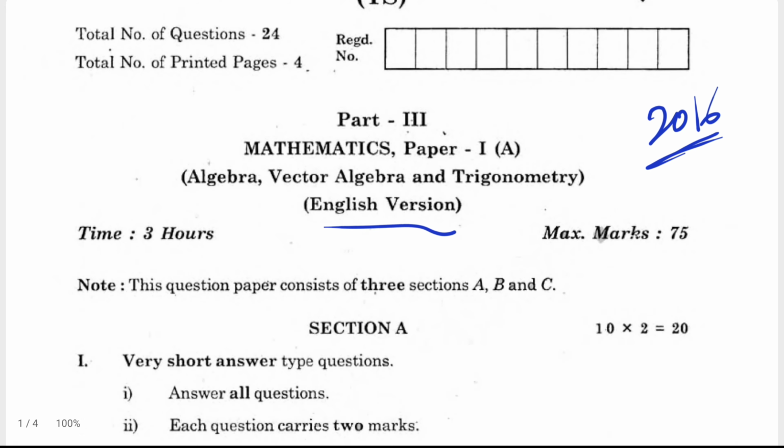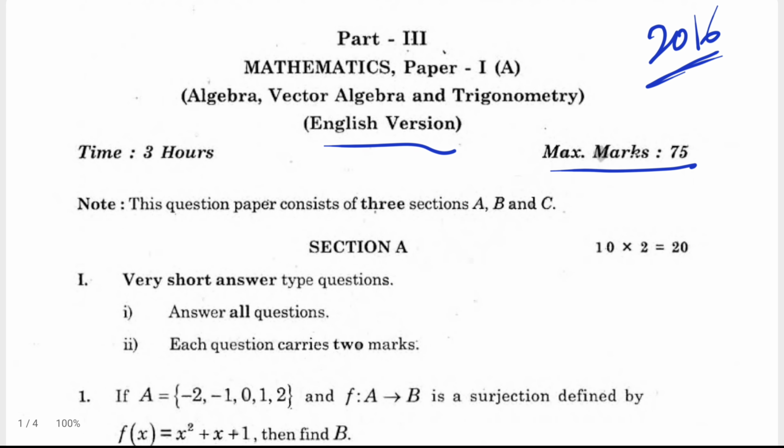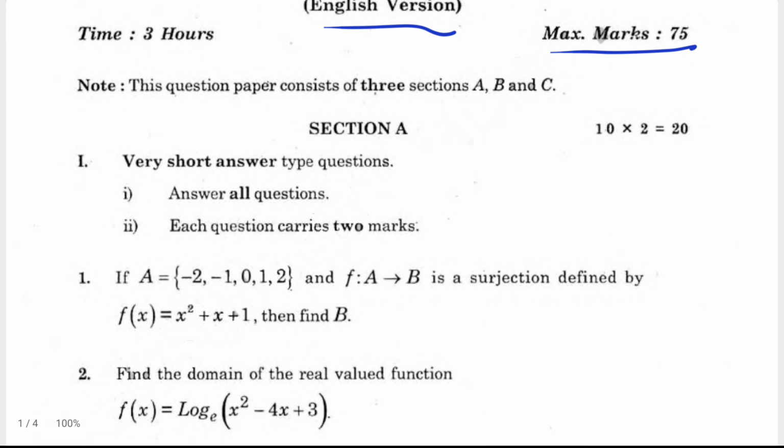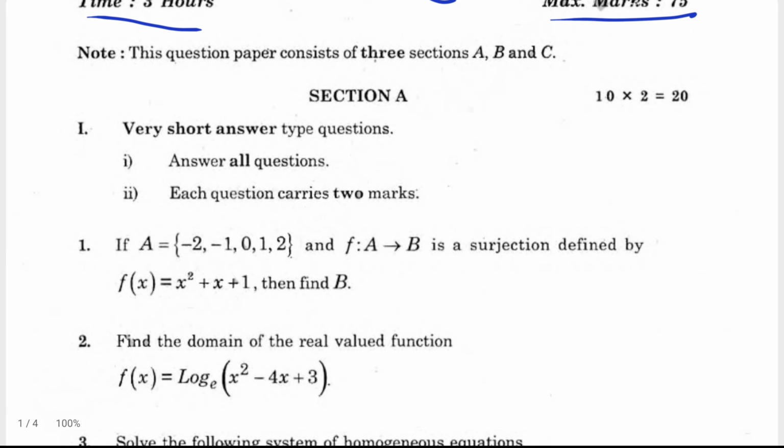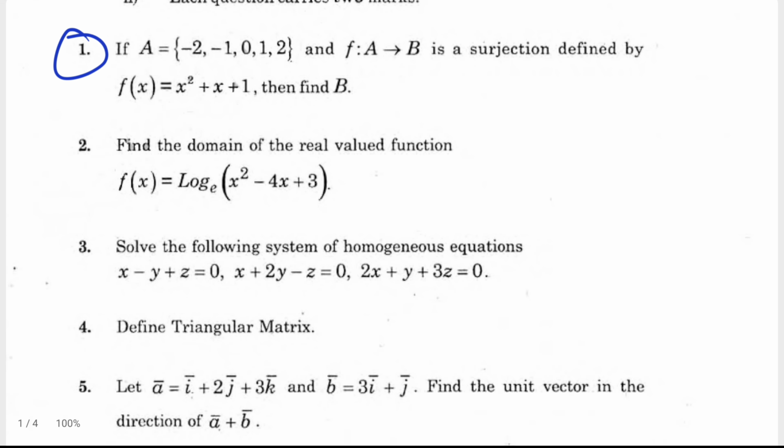Okay, so this paper contains 75 marks, and this is a 3 hours paper. This paper is divided into 3 parts: section A, B, C, and this section carries 20 marks. One question carries 2 marks. It means 10 questions into 2, 20 marks. This is section 1, and here we can get our first question.